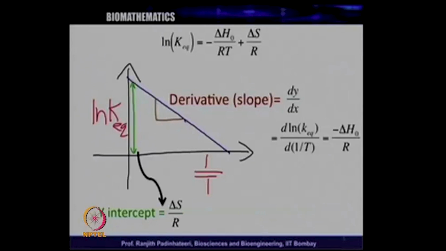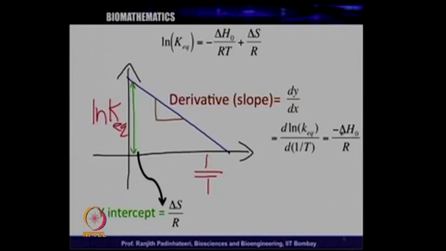So, the derivative, in other words slope. We learned that slope is nothing but derivative. So, the derivative if we calculate is basically dy by dx: how does the y, that is ln K equilibrium, change when things on the x axis change. It turns out that if you take this y = mx + c and calculate the slope, the derivative, you will see that the derivative is minus delta H 0 by R.